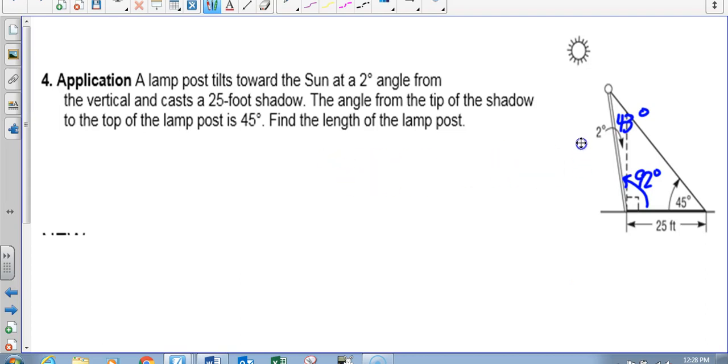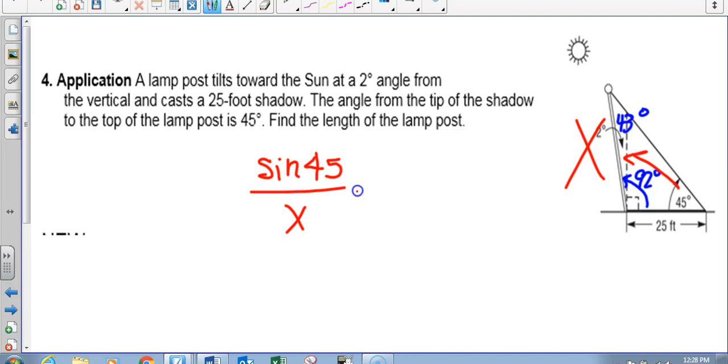All right. We're supposed to find the length of the lamp post, which is this. So law of sines or cosines? The sine of 45 degrees is across from our magical x here, in the same way that what? Sine of 43 is across from 25. There you go.